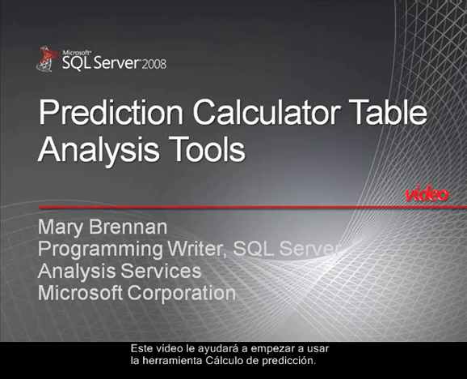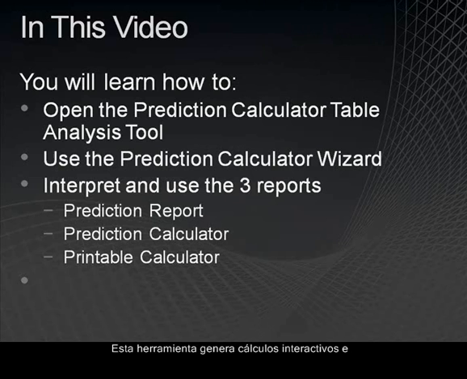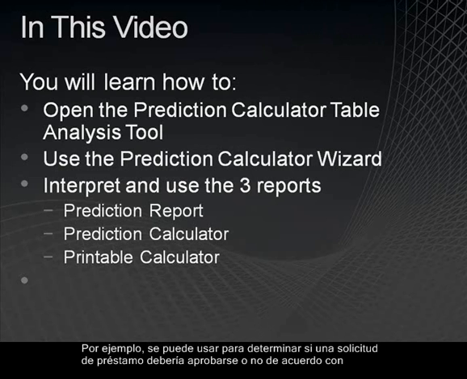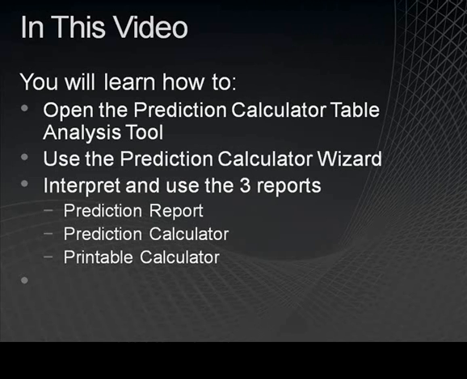This video will help you get started using the Prediction Calculator tool. This tool generates both interactive and printable calculators for scoring new data against a desired outcome. For example, it could be used to determine if a loan application should be approved or not based on the scores it computes for customer attributes like occupation and income.